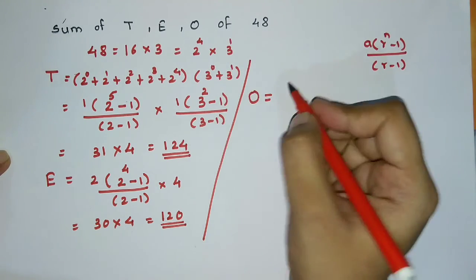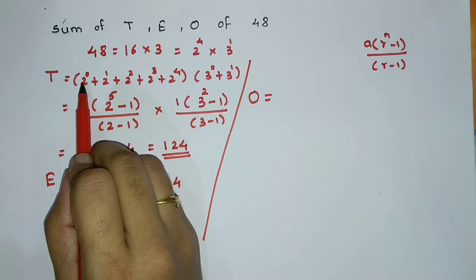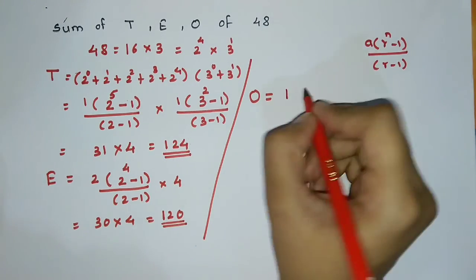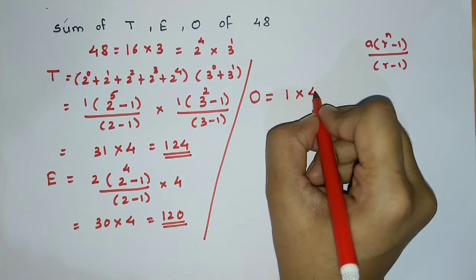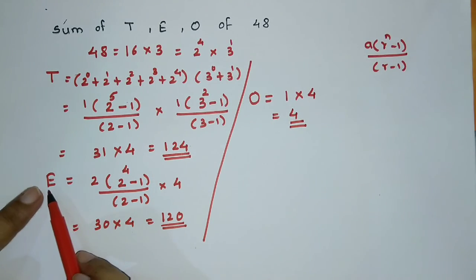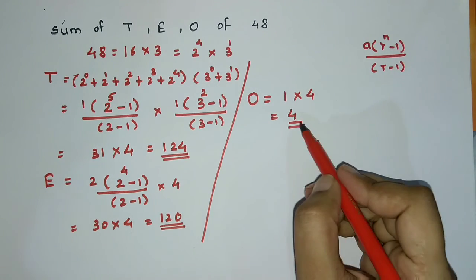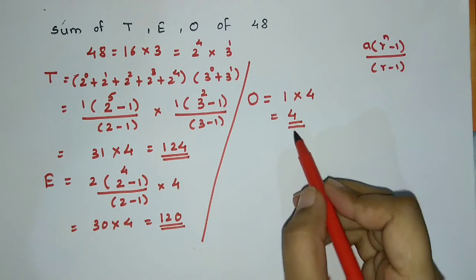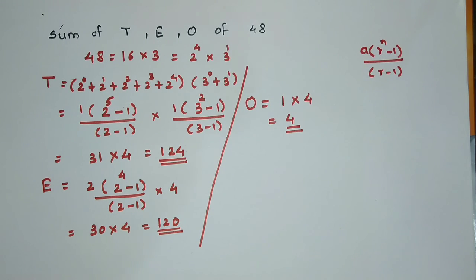Now to find the sum of odd factors, we are not going to consider these as these are even numbers. So consider only this: 2 raised to 0, which is 1, into 3 raised to 0 plus 3 raised to 1, which is 4. So it is 4. The sum of even factors is 120, the sum of odd factors is 4, 120 plus 4, 124, which is nothing but the sum of all the factors.